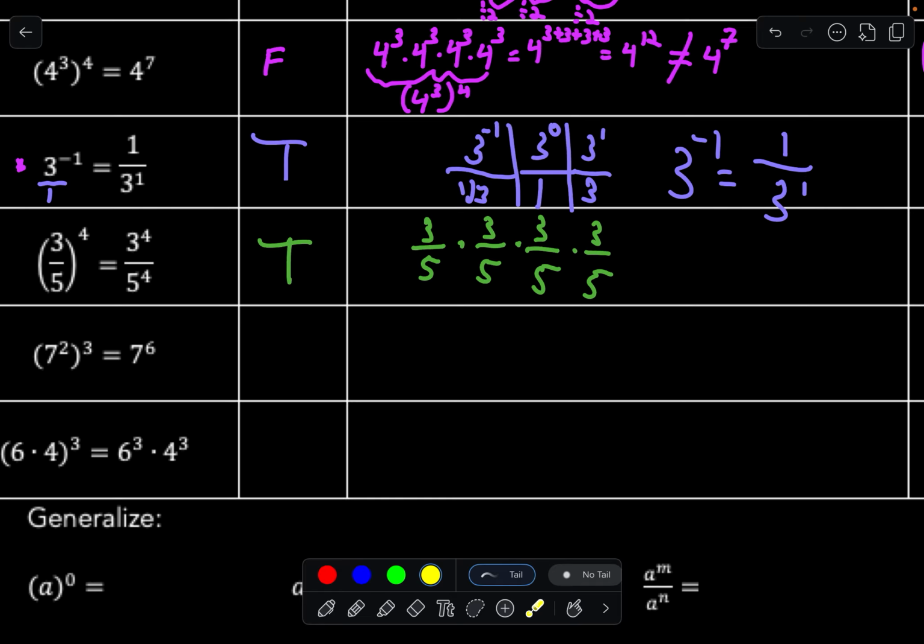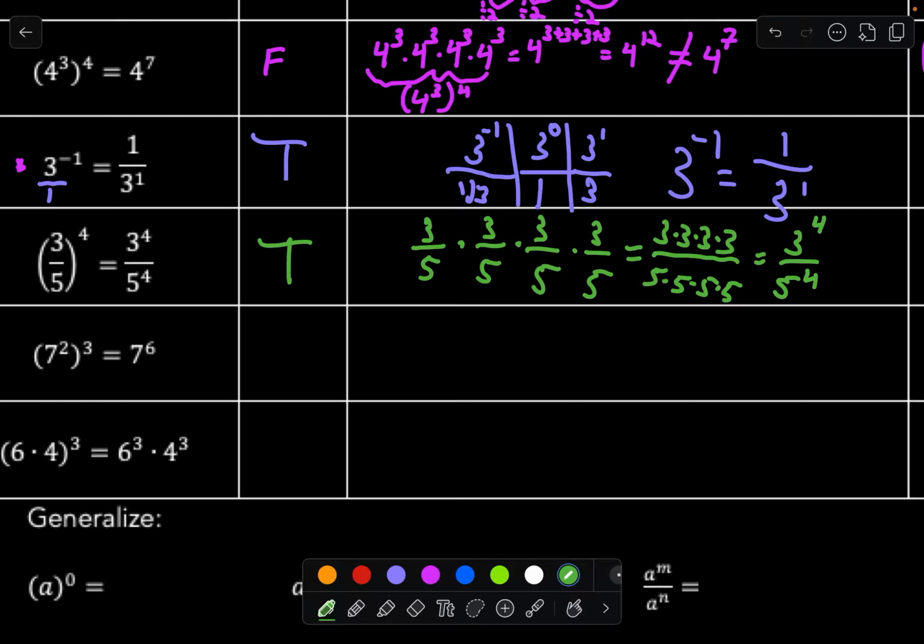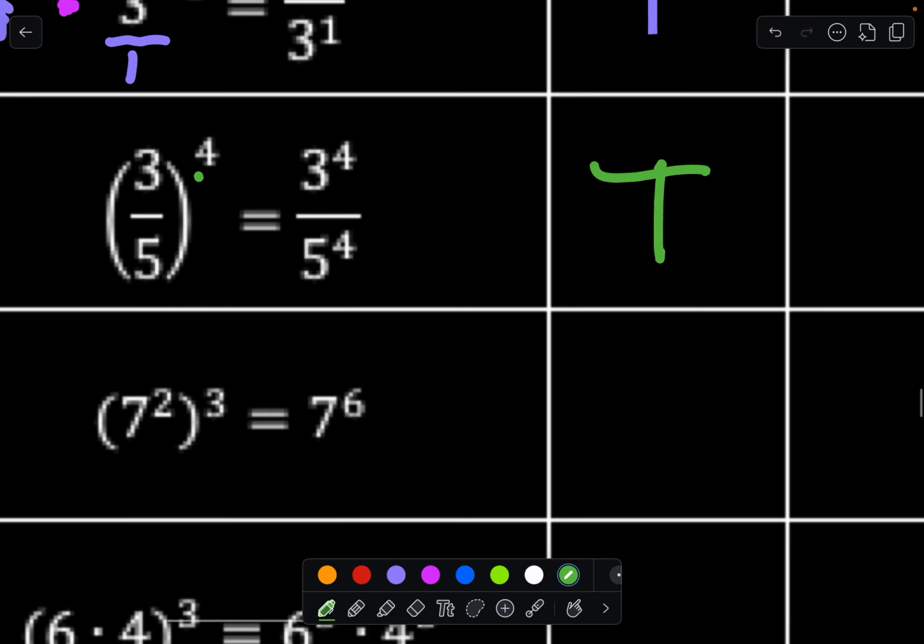Now, multiplying fractions means we multiply all the tops together. So that becomes 3 times 3 times 3 times 3. And on bottom, we multiply all the bottoms together. 5 times 5 times 5 times 5, which is 3 to the 4th over 5 to the 4th. And so that is a true statement. Basically, when you have a fraction and you have a power, an exponent on the outside, that goes to the top and it attaches itself to the bottom. All right? So a fraction raised to an exponent, you just raise the top to that exponent and the bottom to that exponent.